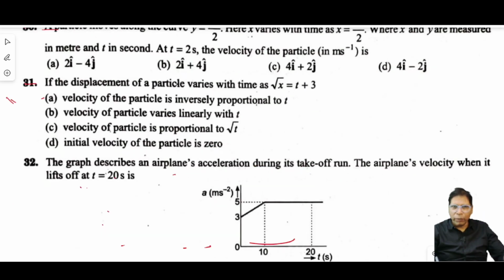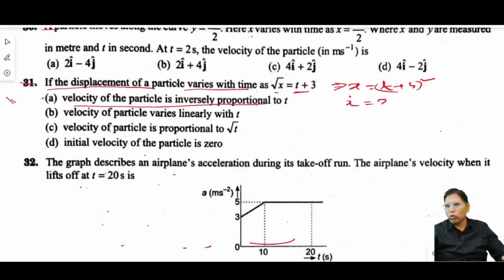Okay. Now question number 31. If the displacement of a particle varies with time t as root x equals t plus 3, from this condition we can write x equals (t plus 3) the whole squared. Now look at the velocity, x dot, which is equal to 2 into (t plus 3) into 1. So the velocity is 2t plus 6. The velocity of the particle varies linearly with time t.